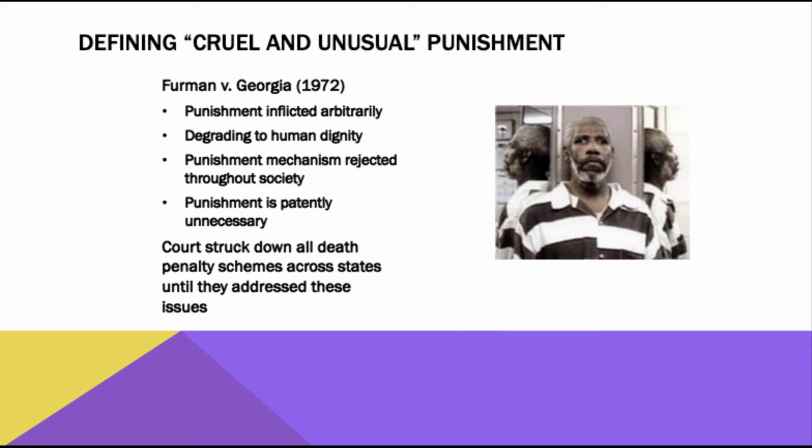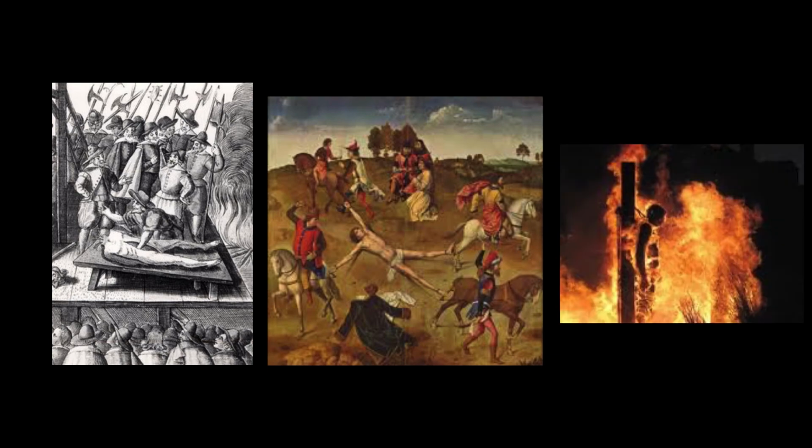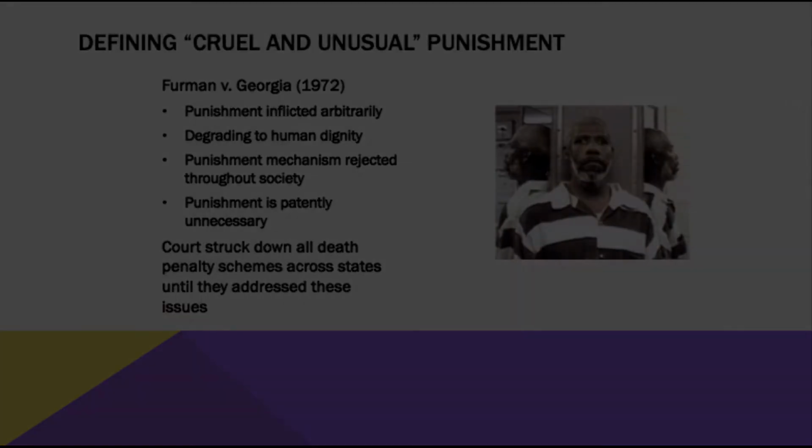Third, punishment is cruel and unusual if the mechanism is widely rejected throughout society, such as public disembowelment, being drawn and quartered, burning at the stake, etc. And finally, punishment is cruel and unusual when it is patently unnecessary or if there is no reason to inflict said punishment. In other words, you don't deserve the death penalty if you ran a red light.